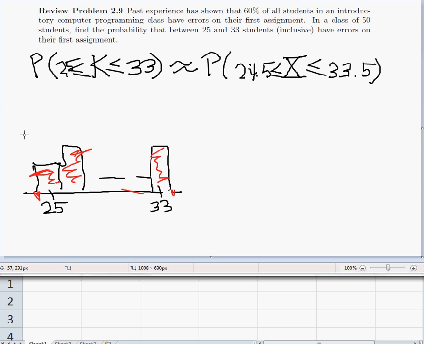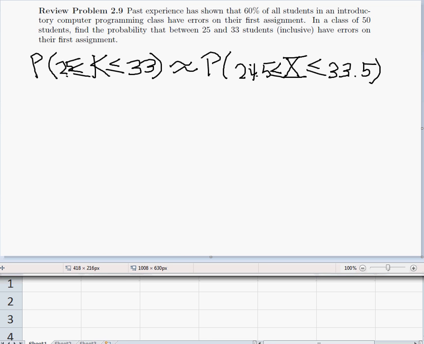The next thing we do is convert to standard units in order to be able to use the normal curve. So we figure out the values of mu and sigma. Mu, the expected value, is equal to n times pi, which is equal to 50 times 0.6, which is 30.